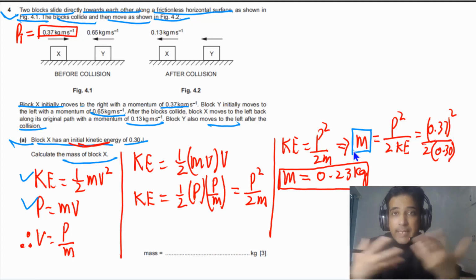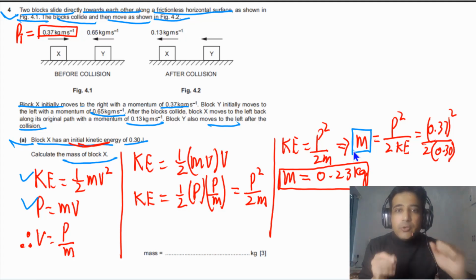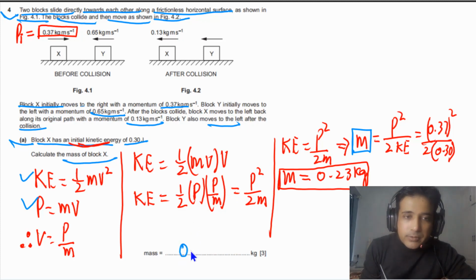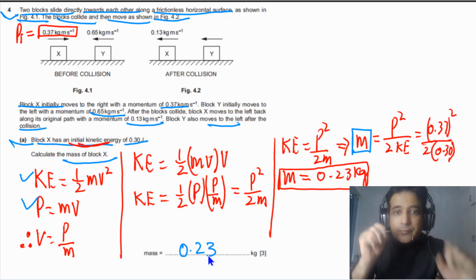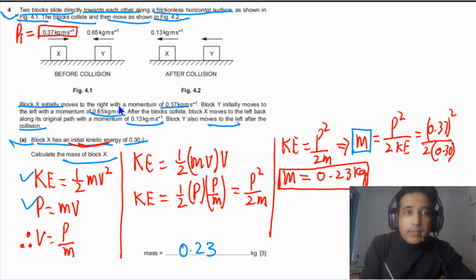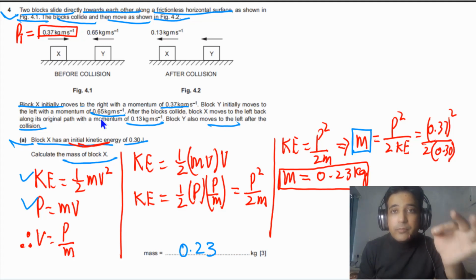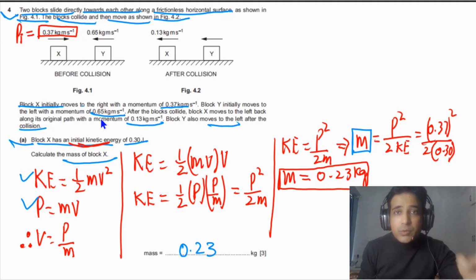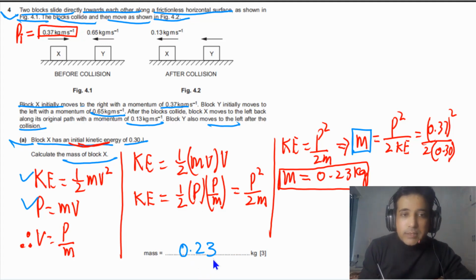So the final answer is this. The final answer we have to write up to 2SF because the raw data we have has 2SF. That means the least number of SF in the given data is 2SF. So we have to use 2SF in the final answer. You can use 2 or you can use 1 more. So this is the answer.